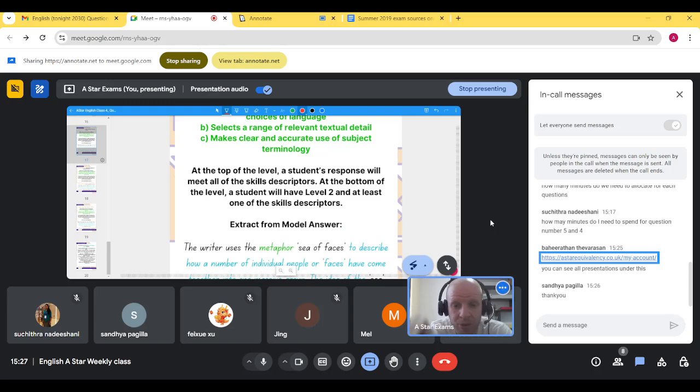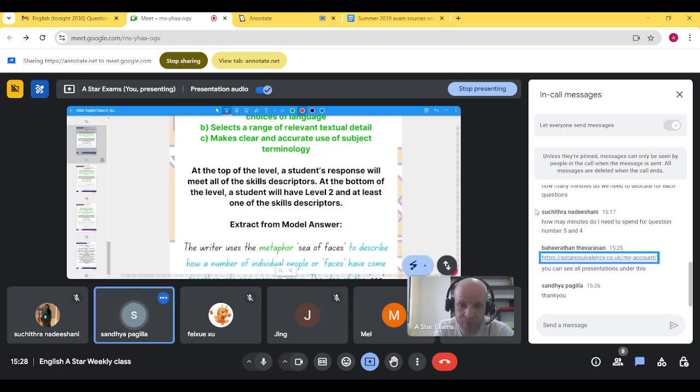The most important thing, though, is that you employ connectors. So that when you focus on a second technique, you'd say furthermore or later on or following this, but it flows as one coherent piece of writing. If you just write the writer uses the metaphor and then later on write the writer uses the simile and then later on write the writer uses personification, it's going to read like many separate answers. So having these connector words is really, really important.